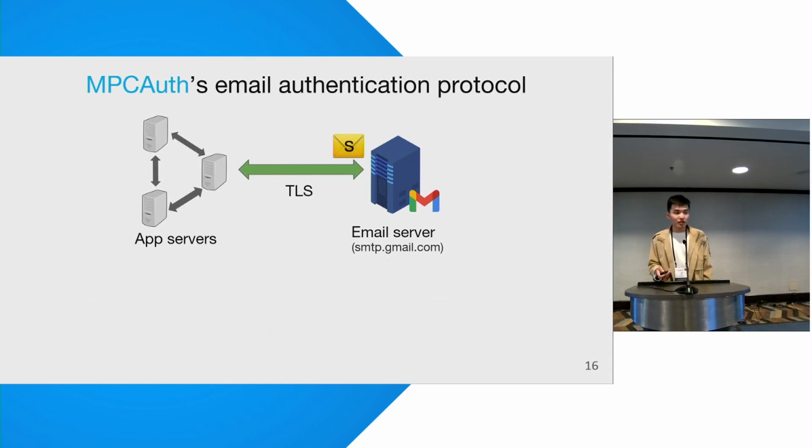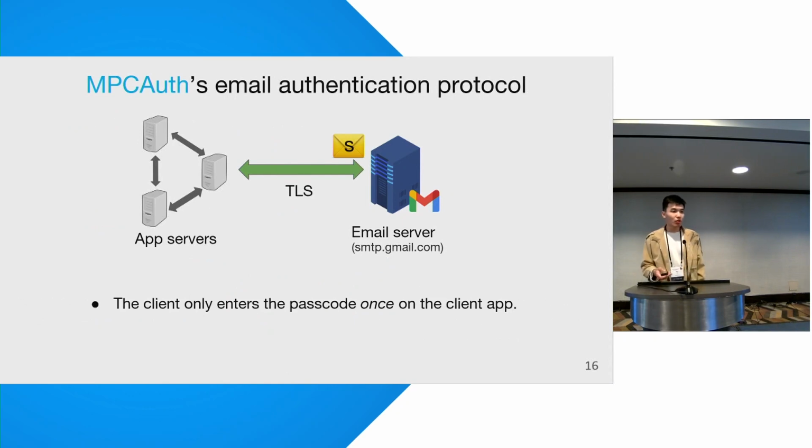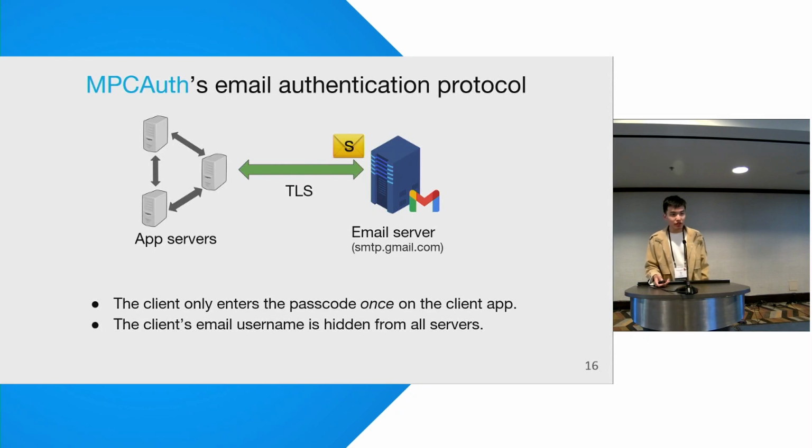So in this email authentication protocol, the client only needs to enter the passcode once on the client app. Also, the client's email username is hidden from all servers. This is because when the user registers for the service, the email address is stored as secret shares on the servers. And during data transmission, when sending an email, this email address is also hidden in the TLS in MPC protocol. So none of the servers actually need to learn the email address to send an email.